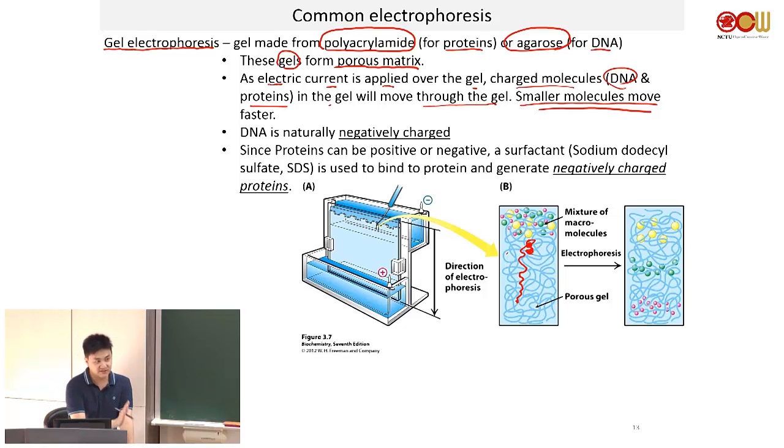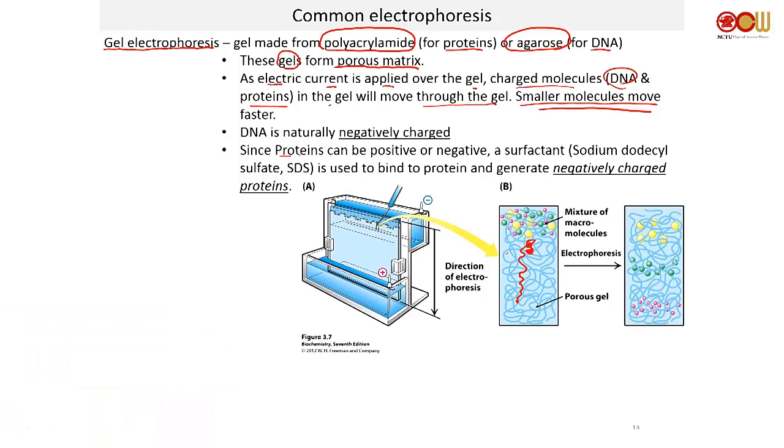Proteins, on the other hand, is very different, okay? Proteins can be positive or negative charged, okay, depending on the pH, right? Of course, if the pH is like 14, then it's going to be negative charge all the time, okay? But proteins in general can be positive or negative at a specific pH. So you can't just throw protein on it and then say, hey, why can't you move?